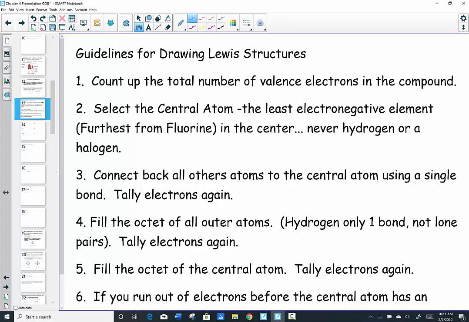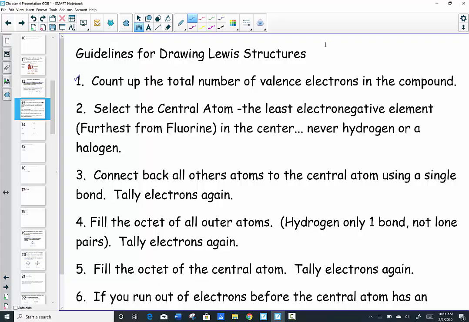How do I create a Lewis structure? And then we're going to practice in this section. So, the first step in creating a Lewis dot structure is to count up the total number of valence electrons we have in a compound.